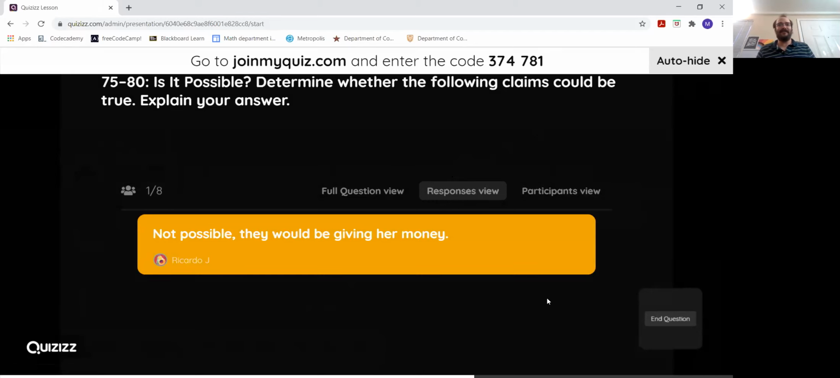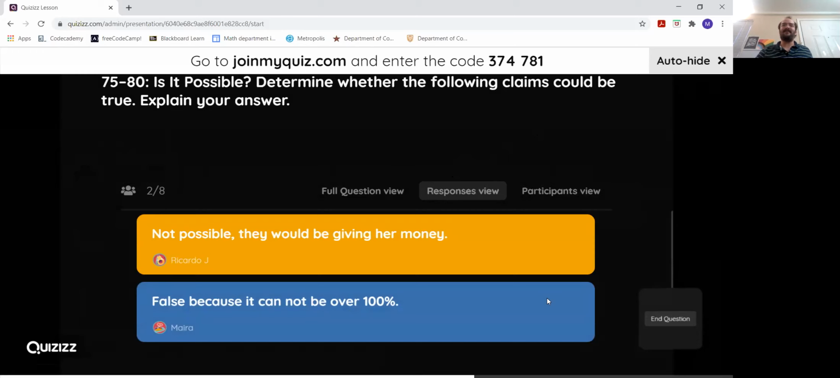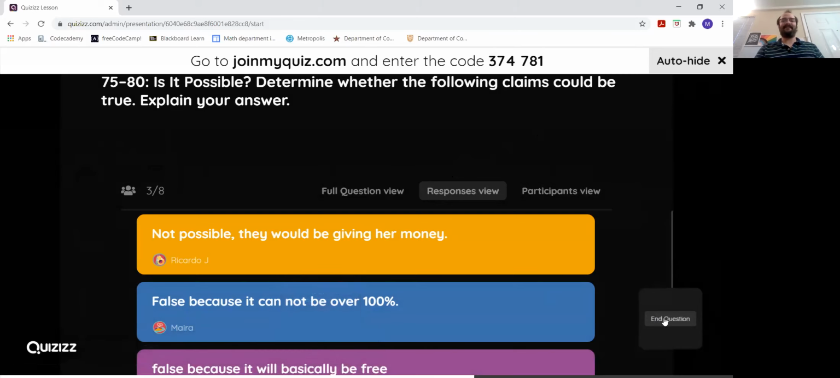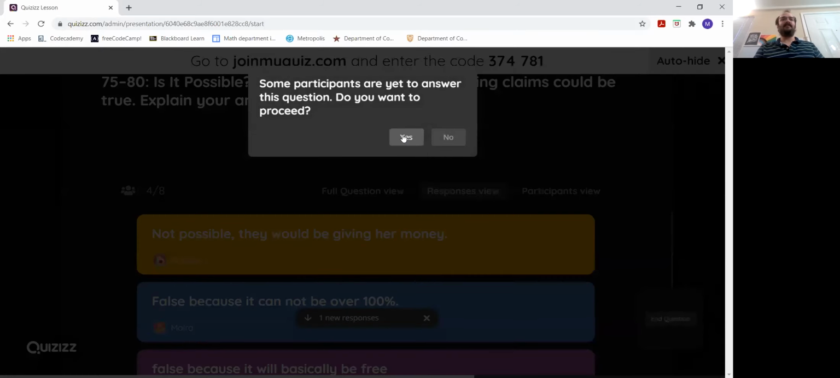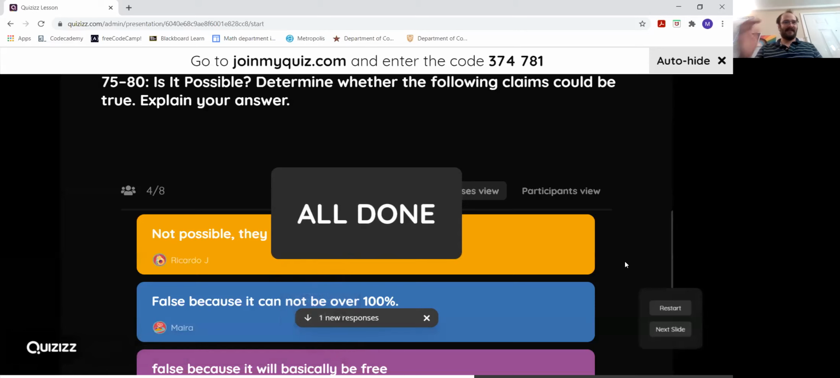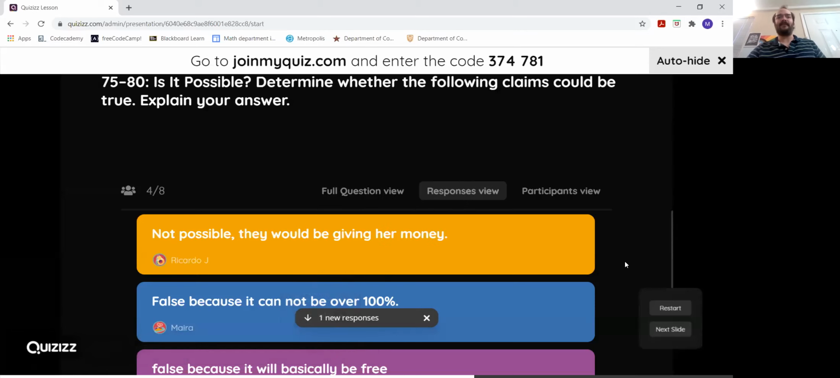Not possible. They would be giving her money. Exactly. They're giving away money. You can only get 100% off as $0. If they're giving you 100% off at $0, and they give you anything over 100% on a sale, they're giving you money back. 100% off would be free. Anything over 100%, they're giving you money back, and that's not the way that works. So basically, you can't have a sale that's over 100%. That was one of the things they try to bring home.